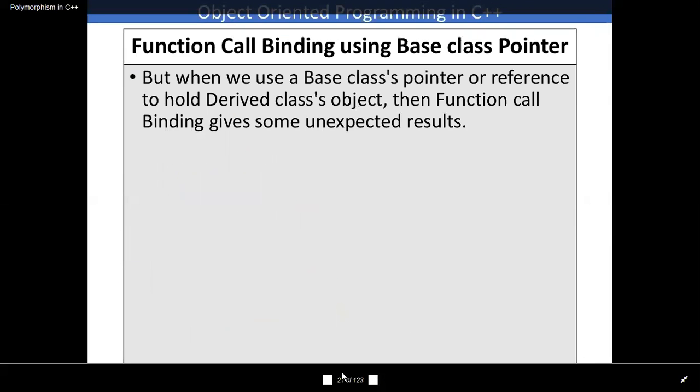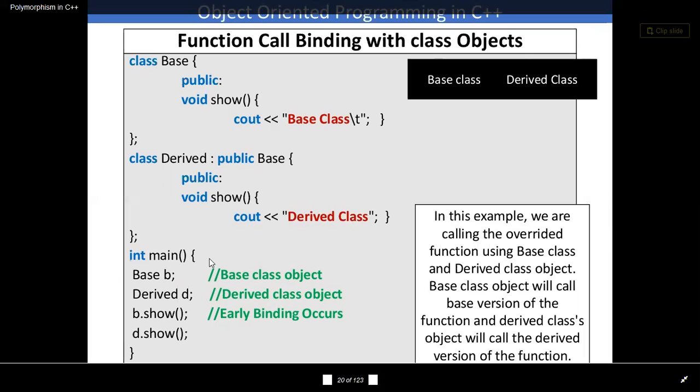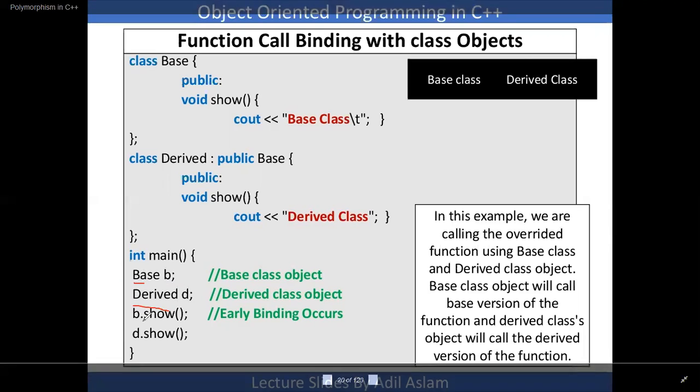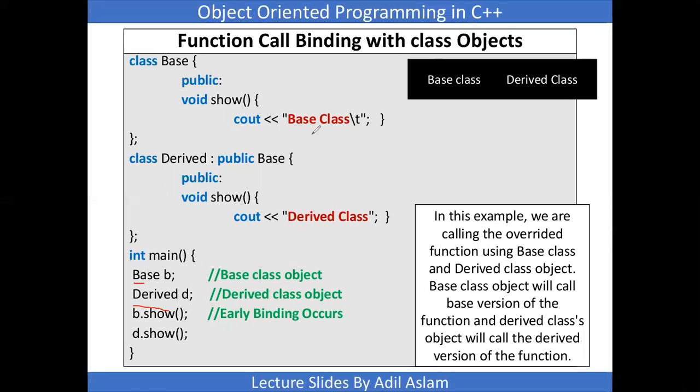So here, after I run the code, what will be the output? When we start the code, it will first create two objects. When we run b.show, it will print base class. This will be the first printf. And when we run d.show, it will print derived class, the second print. So that's all about overloading and overriding that we use in polymorphism.